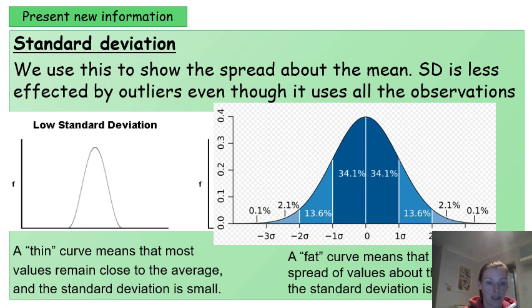So you've got a thin curve here, values remain close to the average, and that would mean a very small standard deviation. And then you've got over here a fat curve where we might see that there's a much wider spread in the values from the average. I would add some notes on there about the difference in the curves in relation to standard deviation.